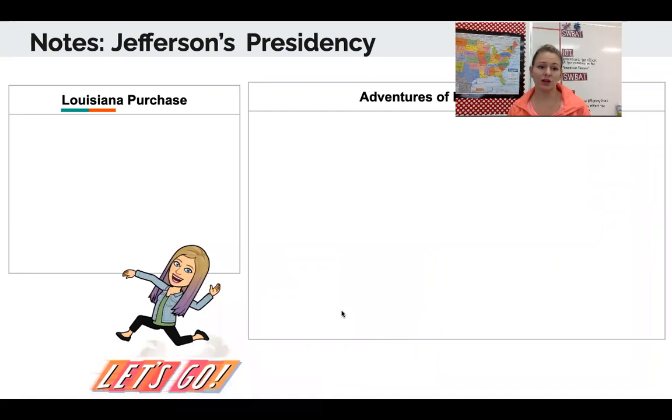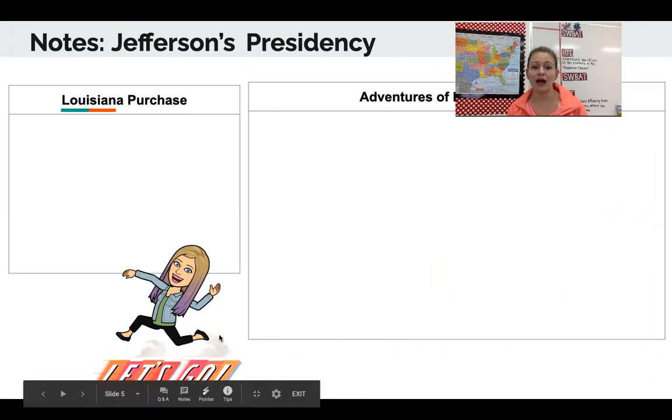When Jefferson becomes president of the United States, you have to remember he's a Democratic Republican, which means he thinks that the states should be the ones that have more power, and that the national government, the federal government, doesn't need to be extending its power. However, he did a move that kind of went against that belief with the Louisiana Purchase.